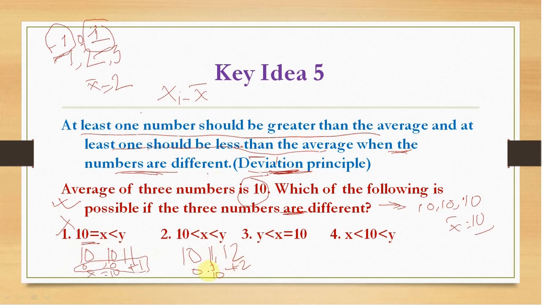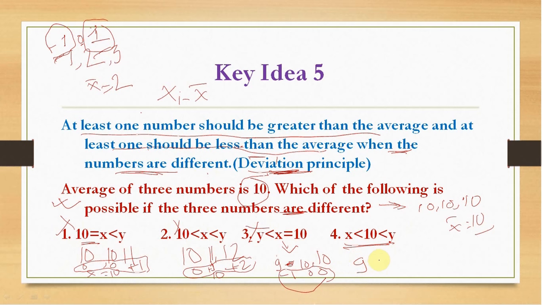Again, the positive deviations are not equal in absolute terms to the negative deviations, or the sum of deviations is not 0. So this cannot be our answer. Consider this case: 9 is less than 10, equal to 10. Again, the deviations are -1, 0, 0. So the sum of the deviations is not 0, and the mean value cannot be 10. So the only possibility is this one.